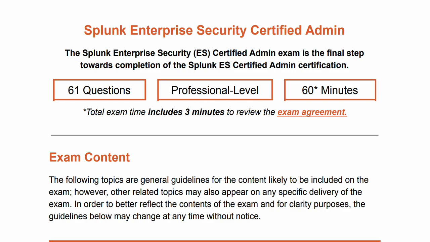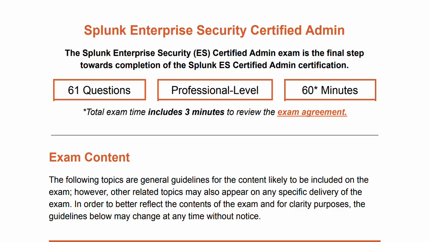So here I'm talking about one of the high demand certifications on Splunk, that is called Splunk Enterprise Security Certified Admin. So this is towards the security part of Splunk. Through this you will be able to administrate the SIEM solution of Splunk.